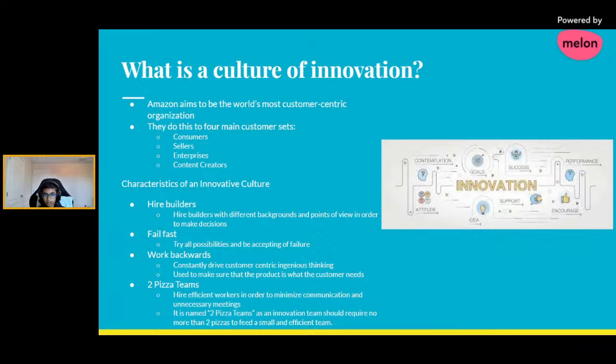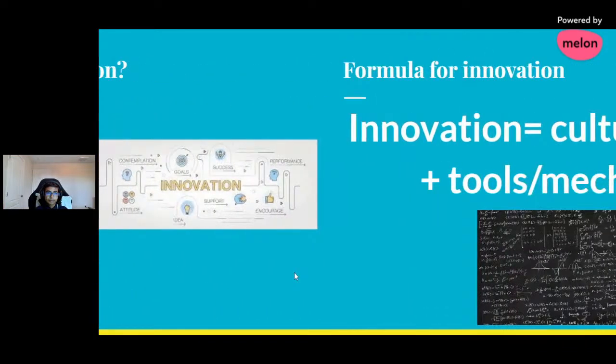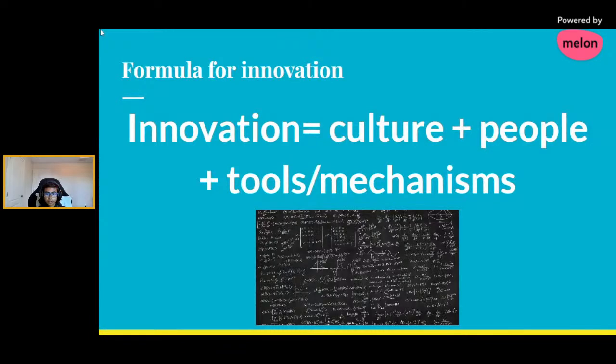2 pizza teams is something when referring to hiring efficient workers in order to minimize communication and unnecessary meetings. The reason it is called 2 pizza teams is because an innovation team should require no more than 2 pizzas to feed them, as they are a small yet efficient team. So the formula for innovation is innovation equals culture plus people plus tools and mechanisms.